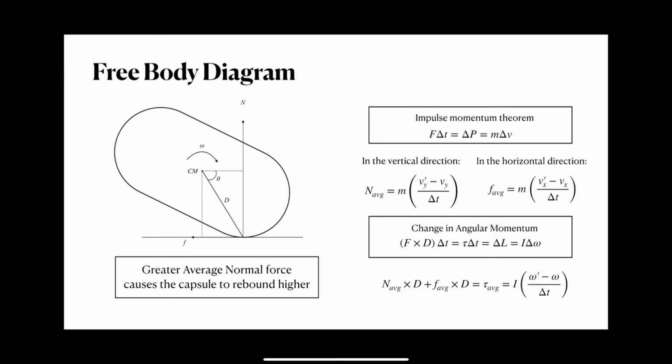For our theory, we use the impulse-momentum theorem, in which a force acting over some time corresponds to a change in a certain mass's velocity. So in the vertical direction, we realize that this corresponds to the average normal force. And therefore, our theory is that for a greater average normal force, there should be a greater rebound.